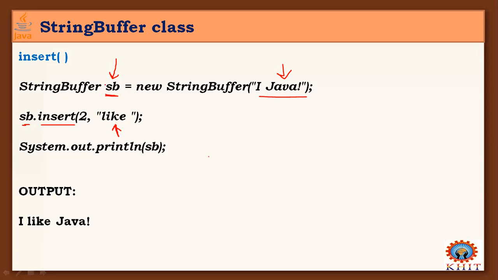So this string value is inserted into this string object sb at index 2. The index of this I is 0, the space is 1, and index 2 is where this J starts, right? So at this index it inserts "like ", which takes 5 characters including the space. So Java needs to be moved 5 additional positions. Finally, when we display it, the outcome is: I like Java!